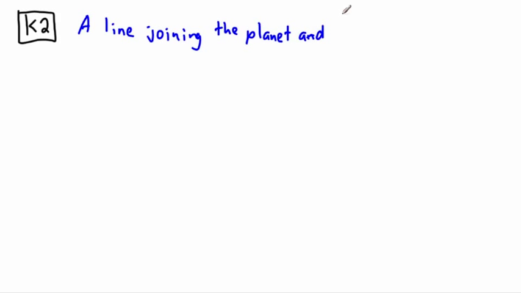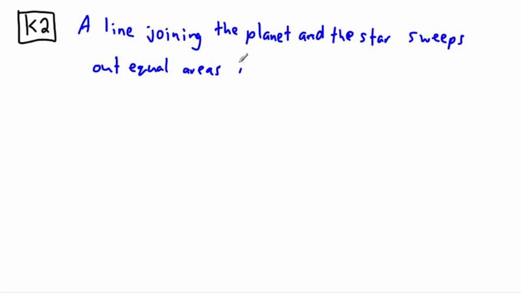So number 2 says something, this is a technical thing here: a line joining the planet and, let's say, the star. If we take a line and we join the planet and the star, we're going to say it sweeps out, this is this weird thing here, it sweeps out equal areas in equal times. Now this one seems a bit, whoops, not equal times.